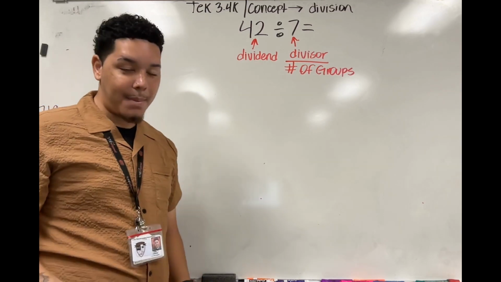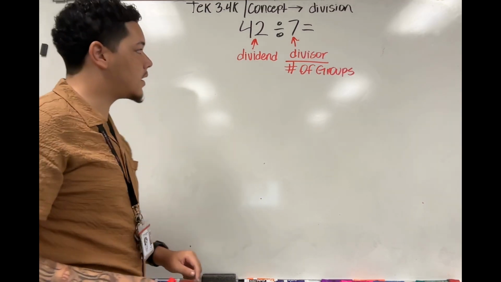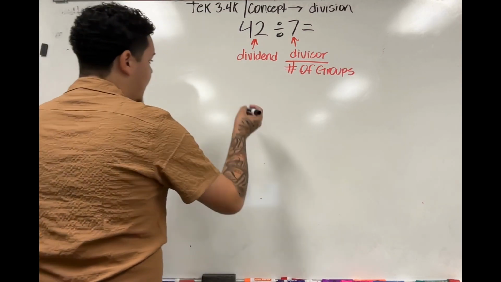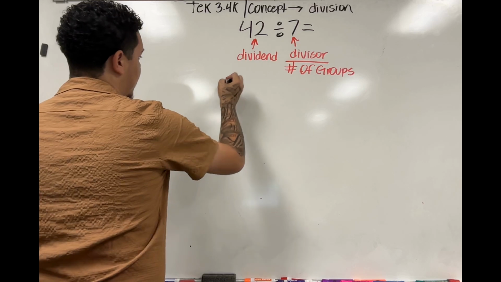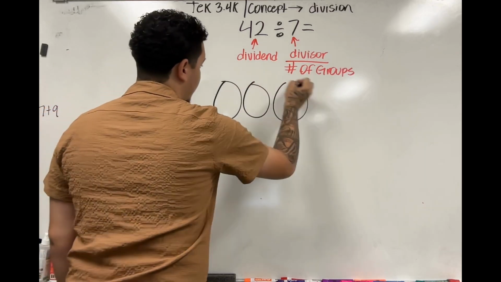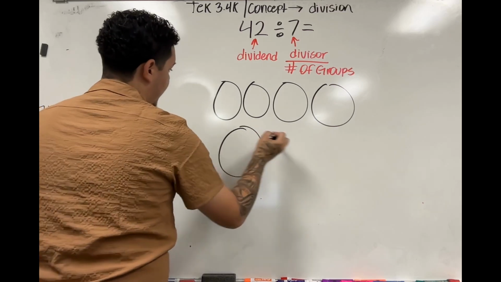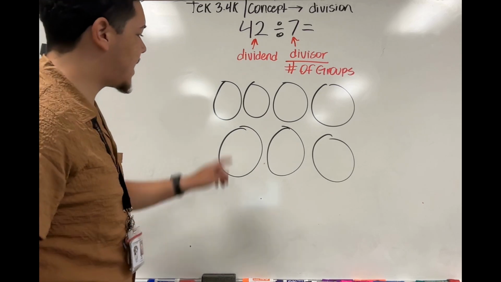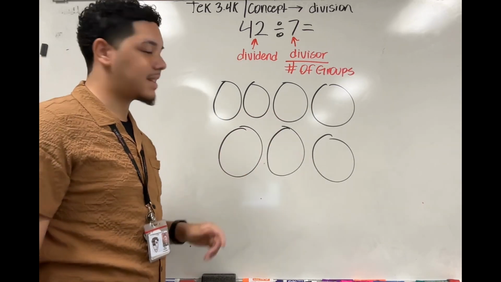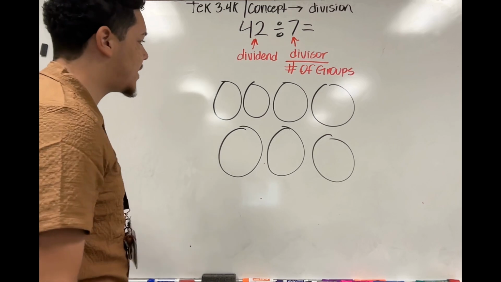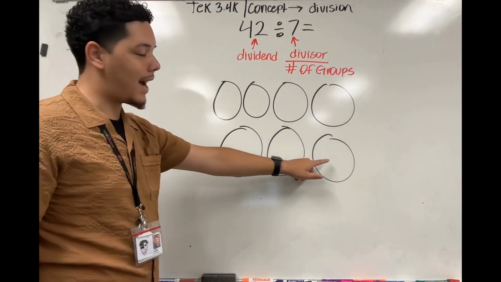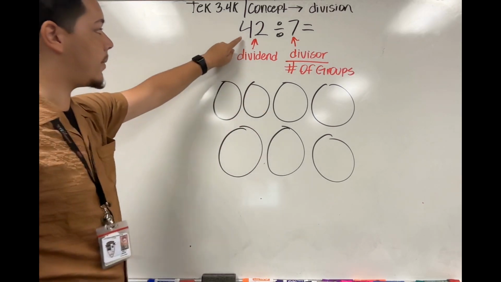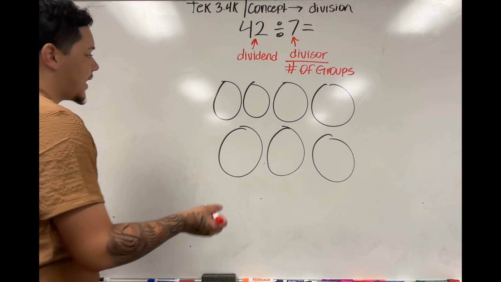With the division problem, I'm trying to see how many times 7 can go into 42. So I'm going to draw my divisor, which is my number of groups here. How many groups do we have? 7. 1, 2, 3, 4, 5, 6, 7. Now I'm going to see how many times 42 can be split evenly amongst 7 groups. The way that I do that is by giving one number to each group until I hit my big number, which is 42, our dividend.